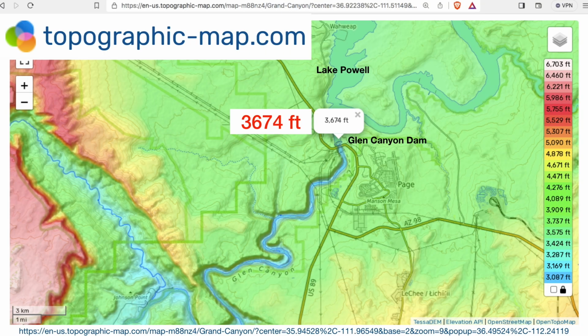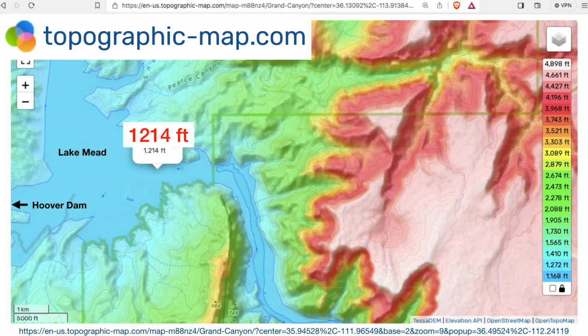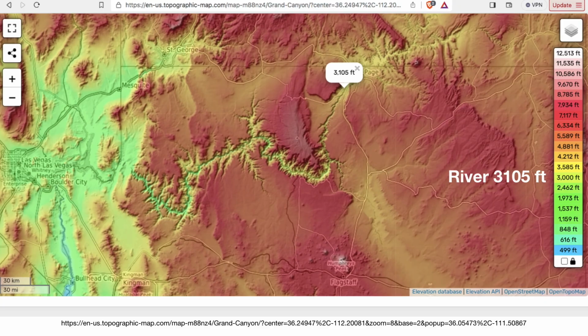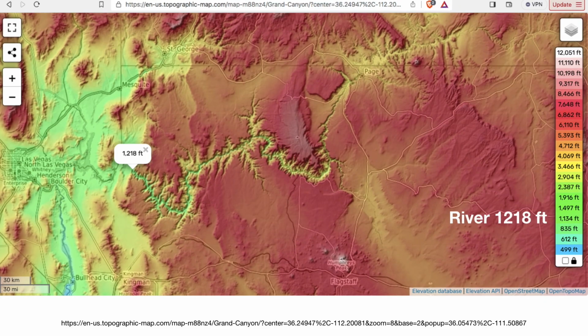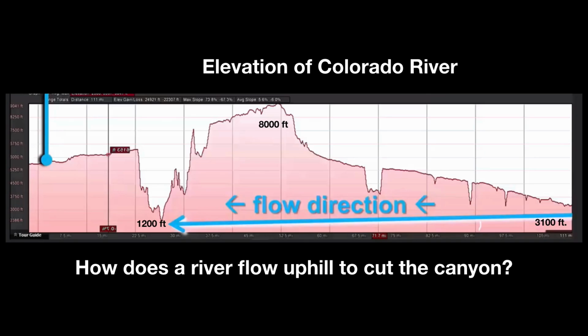So then you go into topographic-map.com and you click. I clicked above Glen Canyon Dam, and that was 3,600 feet, and right below it, it's 3,100 feet. And then I went to the end at Lake Mead, that's dammed up by Hoover Dam, and that's 1,200 feet. So you got 3,100 feet here, you got 1,200 feet there, but right in the middle, you got 8,000 feet, the north rim. 8,000 feet. So what you got here is a river dropping 2,000 feet from 3,000 to 1,000, and in the middle, the canyon rises a mile up.